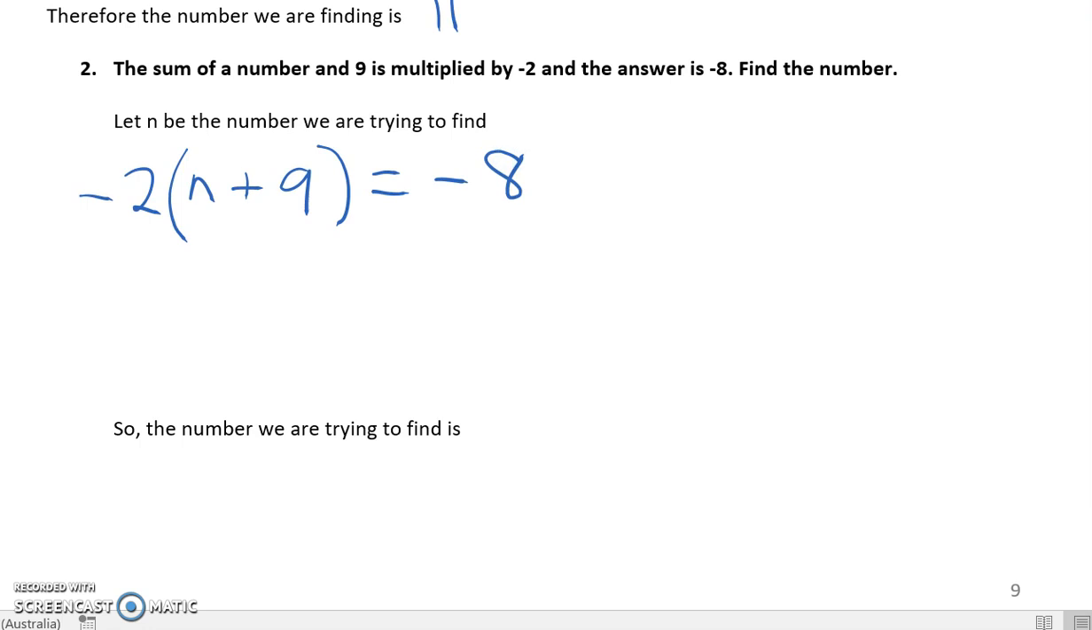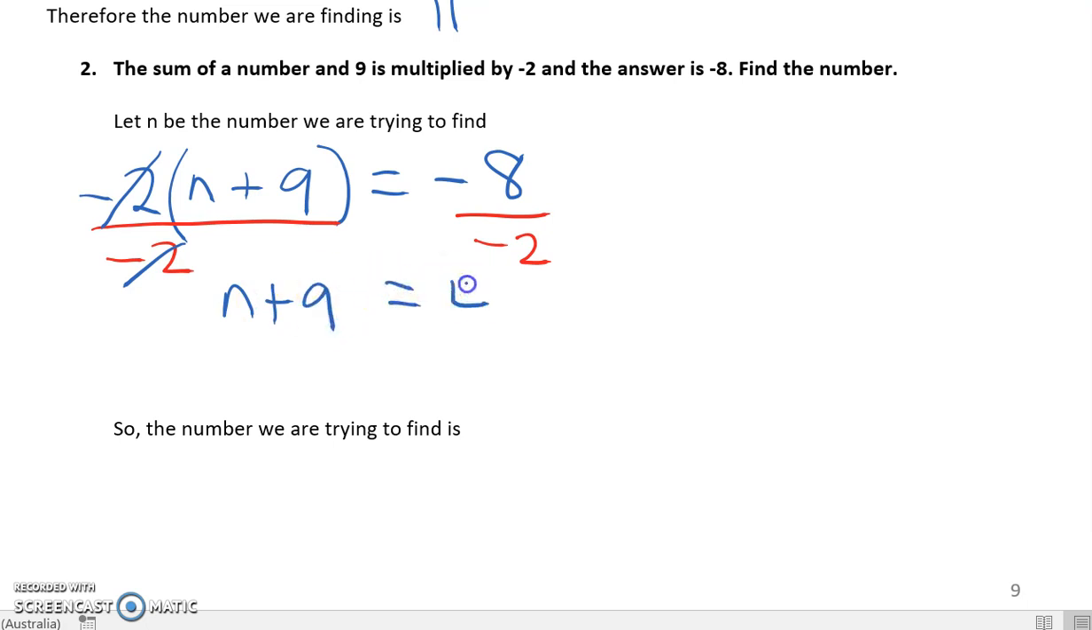Now, there are 2 paths you could follow from here. You could either expand the left-hand side bracket and then go ahead and solve it, which is what a lot of students do, but I would encourage you to look for a shortcut. And the shortcut here is to do the opposite of multiplying by -2 to both sides. In this case, we divide by -2 to both sides. And what that allows us to do is these -2's here give 1. So I end up with n plus 9 is equal to 4. And then if I take away the 9 from both sides, I'm going to end up with n being equal to -5.